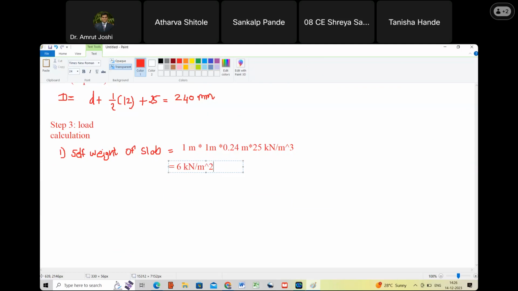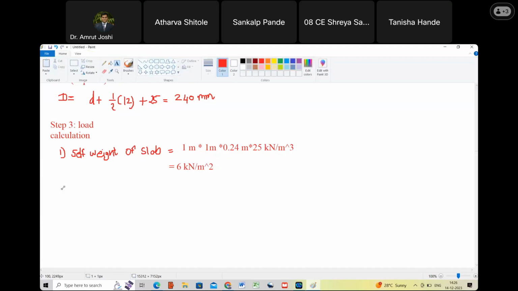Last time we were considering it as a UDL on beam. So there we considered it as 6 kilonewton per meter. But here we will consider it as 6 kilonewton per meter square. Are you with me? Yes, sir. Okay. Now second.